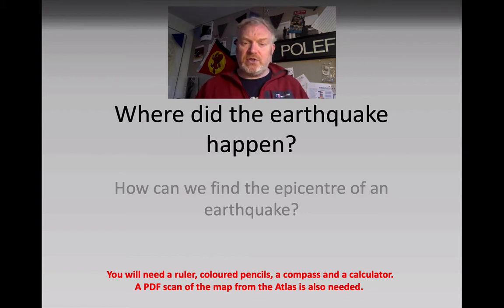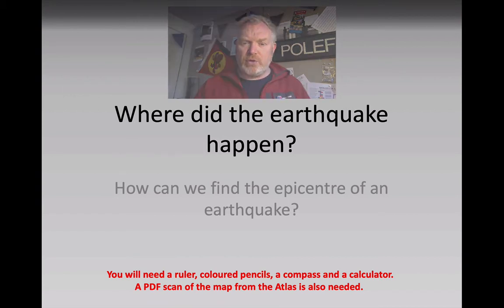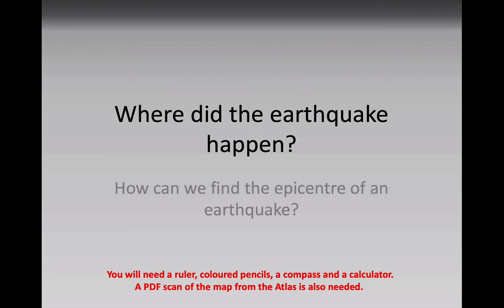For this lesson, you're going to need a ruler, some coloured pencils, a compass if you have one, but you can manage without, and a calculator. You should also have a scan of the map from the atlas of the part of the world that we're going to be looking at. Okay, let's go.